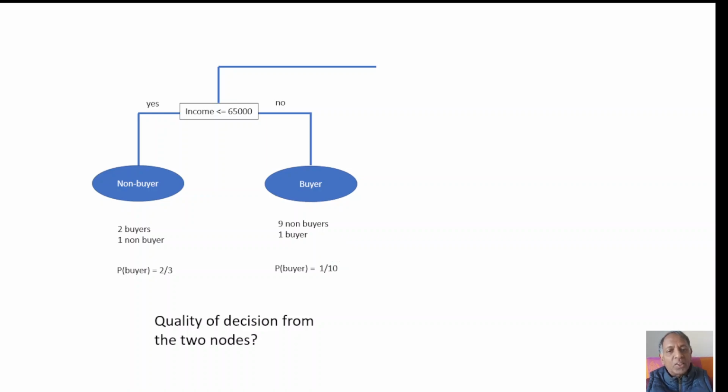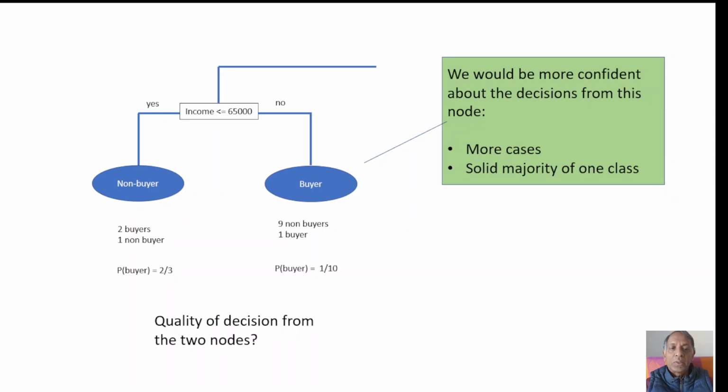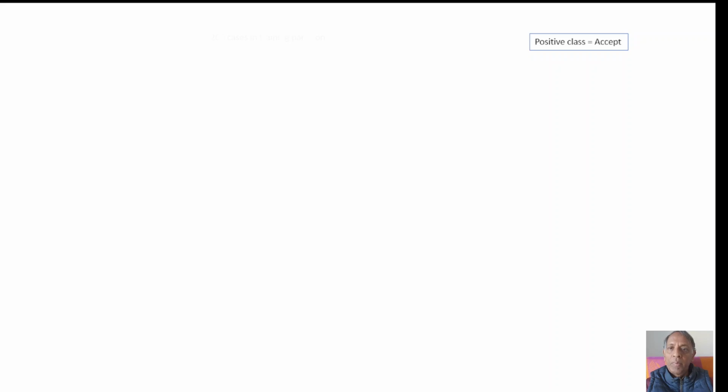The sample size is 10. That's one good thing. It's more than the sample size of 3 here. And it's much more homogeneous. It's far more skewed towards non-buyers than buyers. So we are very confident in saying that if a person meets these criteria, they will probably be a non-buyer. Okay, so that's how these rules are working. Okay, so more cases and solid majority or homogeneity.